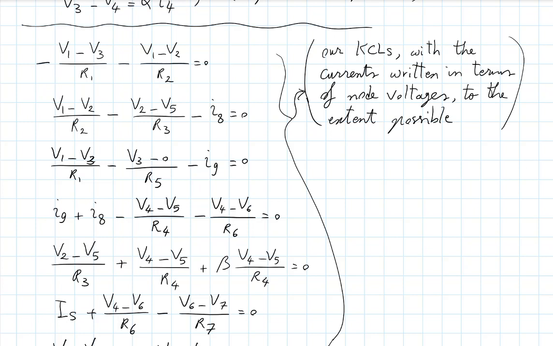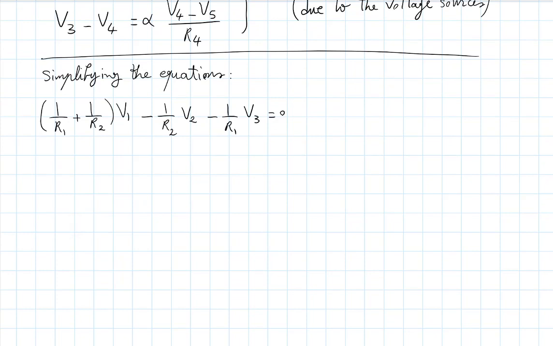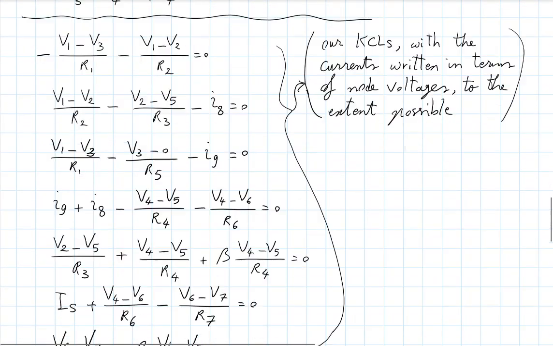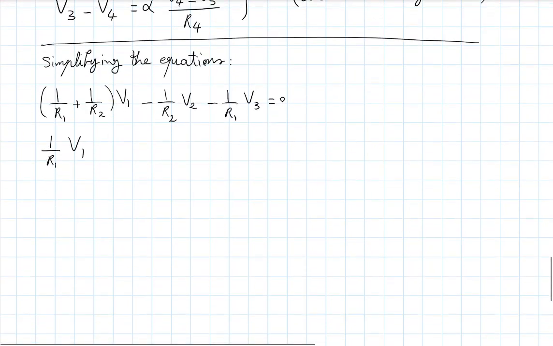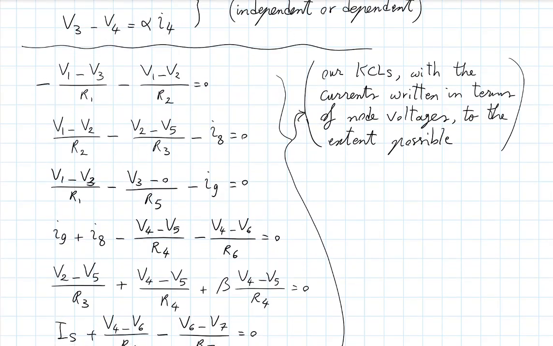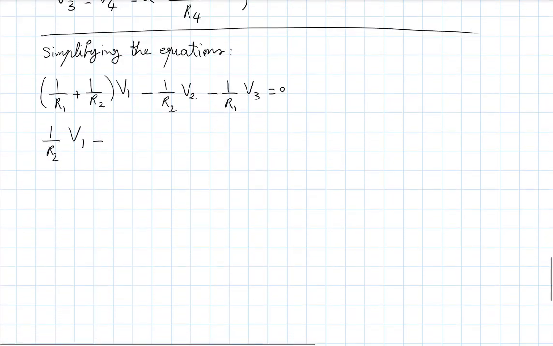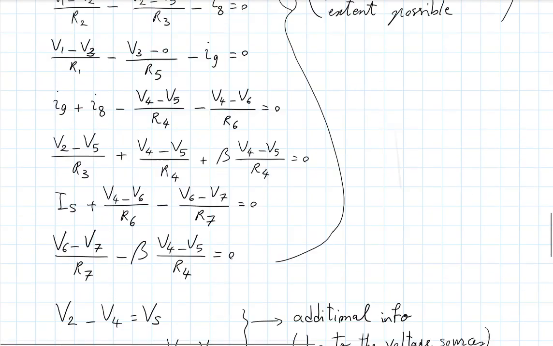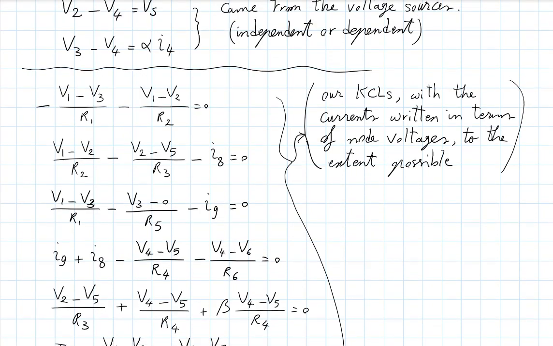For my second equation, I can do the same thing. And so I'd have 1 over R2 times V1, and then minus 1 over R2 plus 1 over R3 times V2, and so on. So let's do that. Sorry, 1 over R2 times V1. Minus 1 over R2 plus 1 over R3 times V2. Plus 1 over R3 times V5.